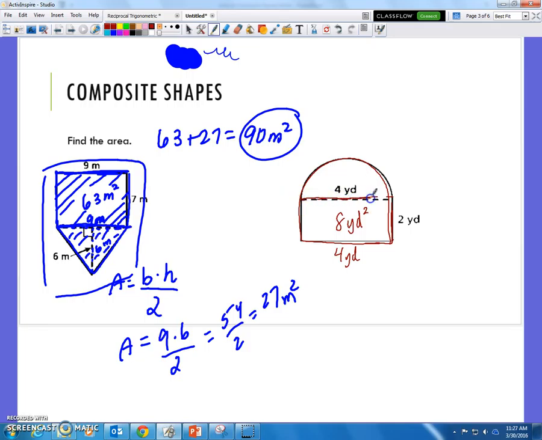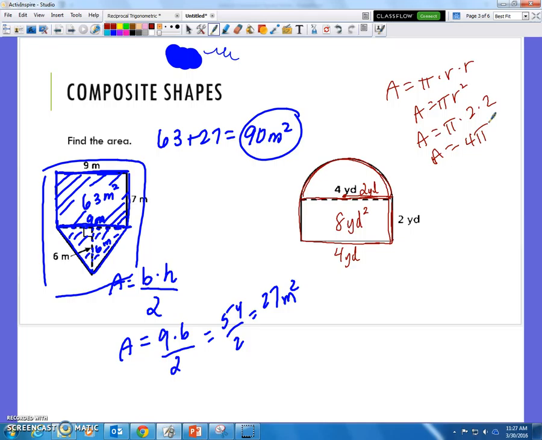However, this half circle is tricky. We need to find the area of a whole circle and then divide it by 2. So if it was the area of the full circle, it would be pi times radius squared, pi r squared. If this whole length is 4, then its radius would be 2 yards. So I'm going to say is pi times 2 times 2. The area equals 4 pi.